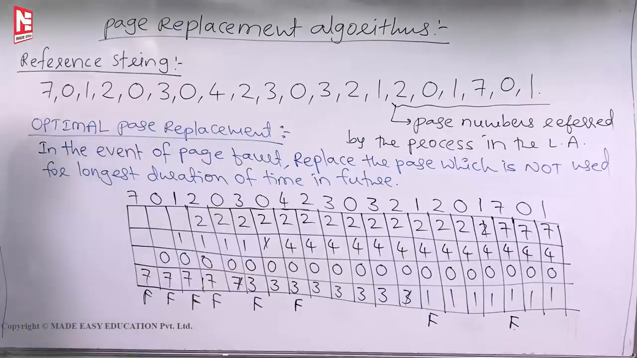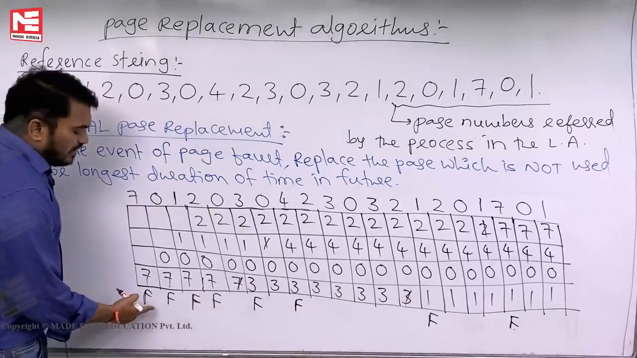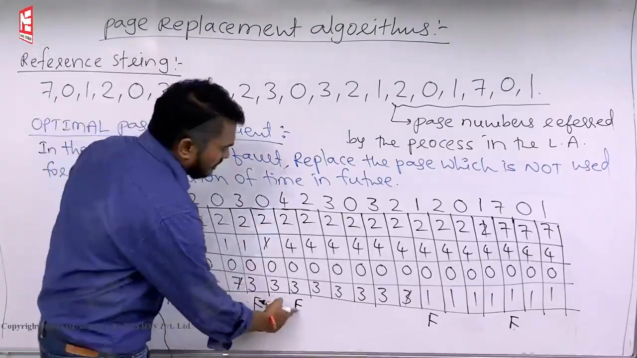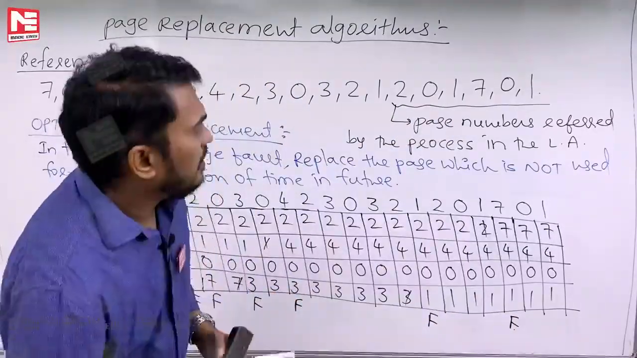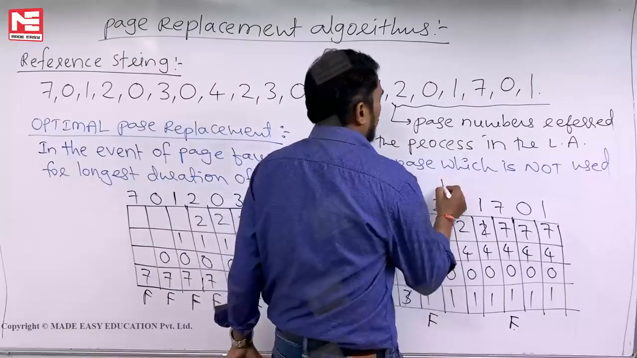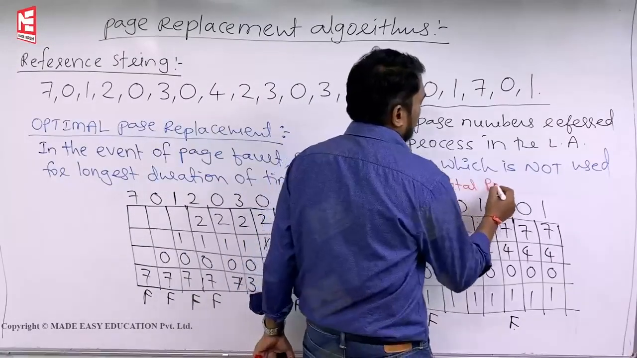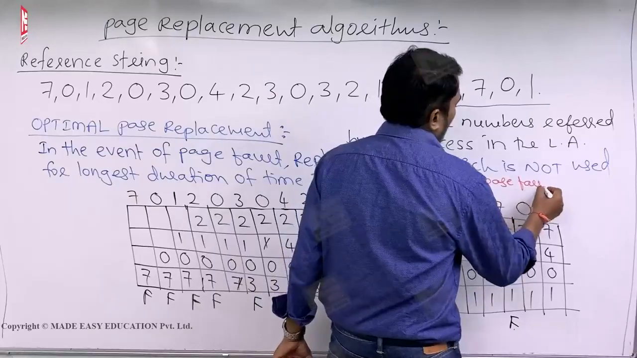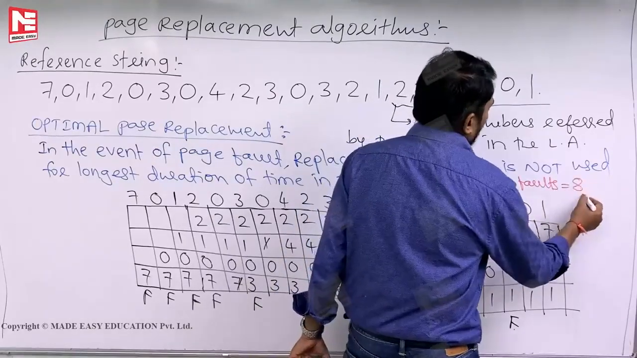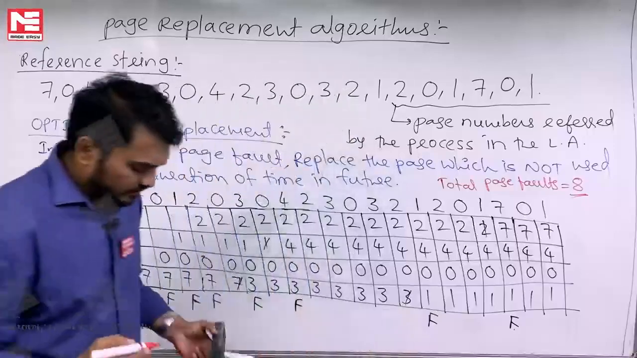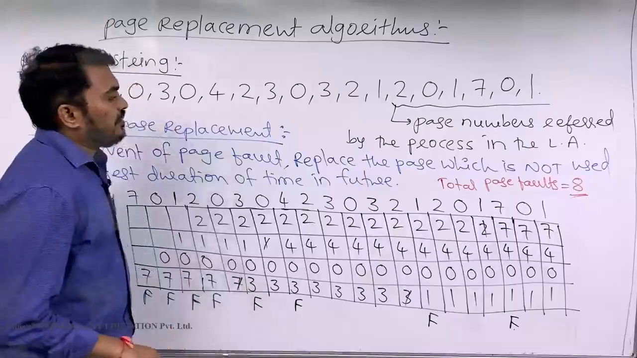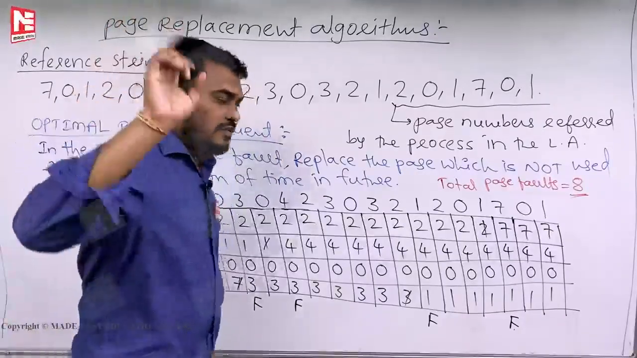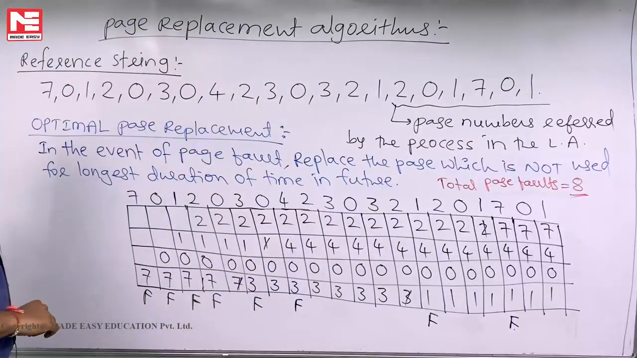So this is the optimal page replacement. Now tell me how many page faults are coming here. Look here, 1 2 3 4 5 6 7 8. So total page faults is 8. So I'm writing here, total page faults 8. Is that clear for everyone? Okay, so this is how you solve the problem.